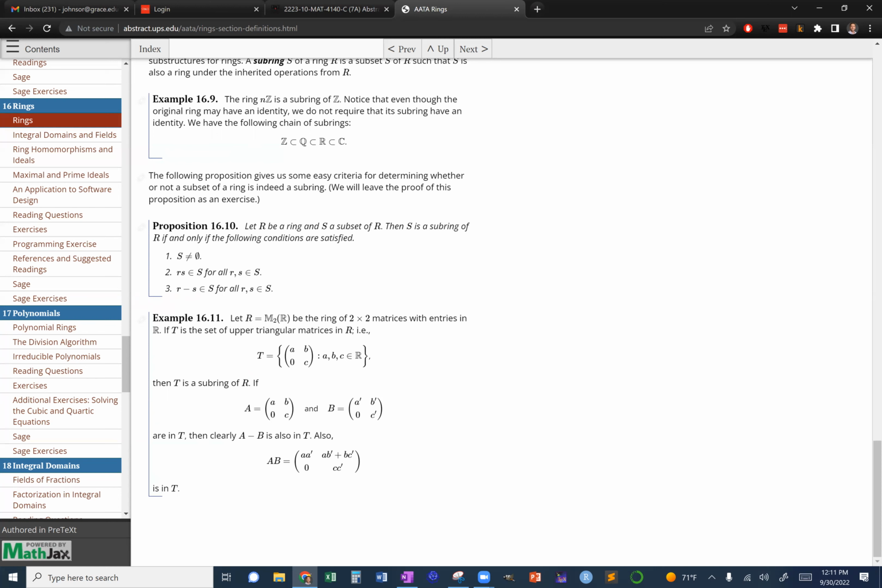Do you remember from our subgroup section? We defined what a subgroup was: a subset that's a group in its own right. Then we said, here's this proposition, here's what you actually need to prove. You have to prove it includes the identity, inverses are included in the set, and the set is closed under multiplication, the group operation. That's basically the same thing as what's going on here.